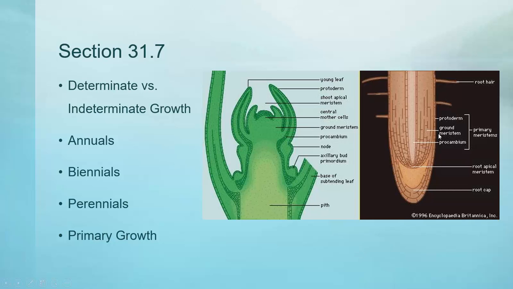The apical meristem is where you'll find the meristem in buds, around young leaves, and at the top of the plant. But you'll also find the root apical meristem down at the very bottom of the root, protected by something called the root cap. And this is where the actual site of growth is. It's where brand new cells are made.